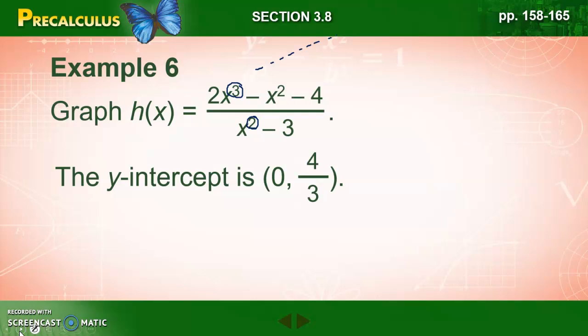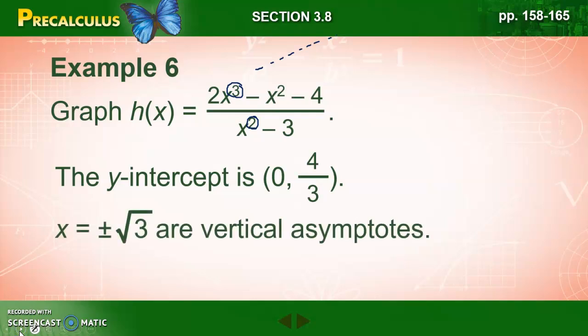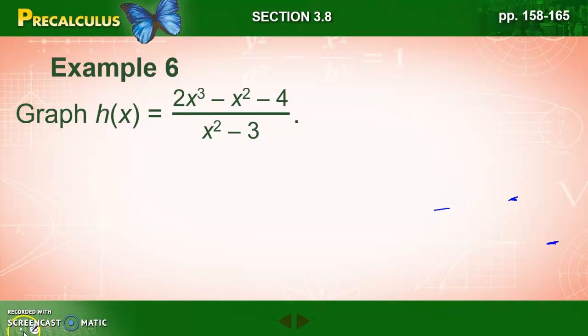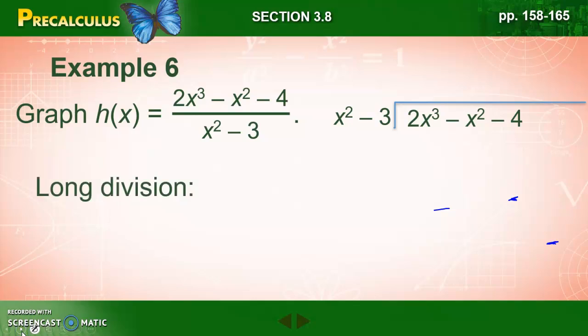When we plug in 0 for our x's, we find the y-intercept is (0, 4/3). And when we solve the top to find our zeros, we find that we'll cross the x-axis at plus or minus square root of 3. I'm sorry, I said that backwards. When we solve the denominator for our vertical asymptotes, we find that there are vertical asymptotes at x equals plus or minus square root of 3. So let's take a look at what a graph of this might look like.